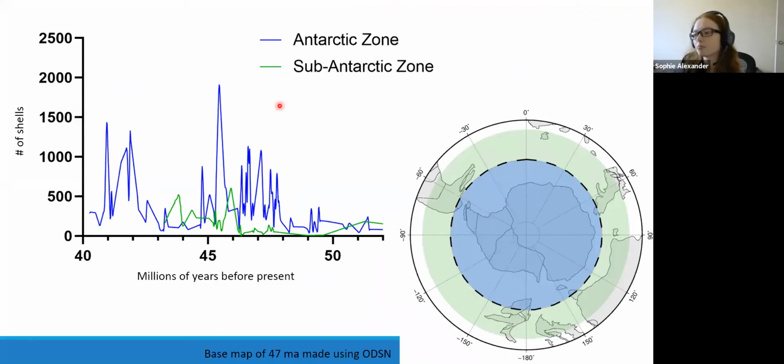And you can see in the blue, the Antarctic zone pretty consistently has so much more carbon coming down than the subantarctic zone, with a couple of exceptions. So there's an exception here, an exception here, and an exception here.